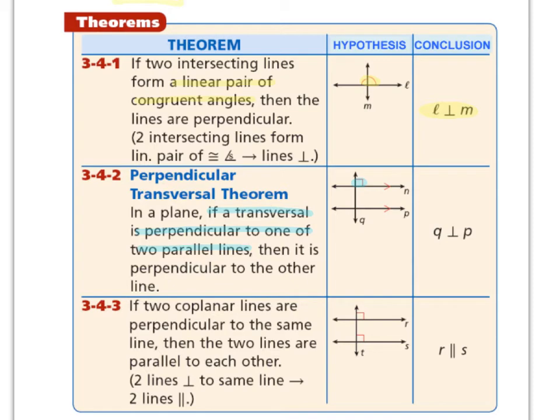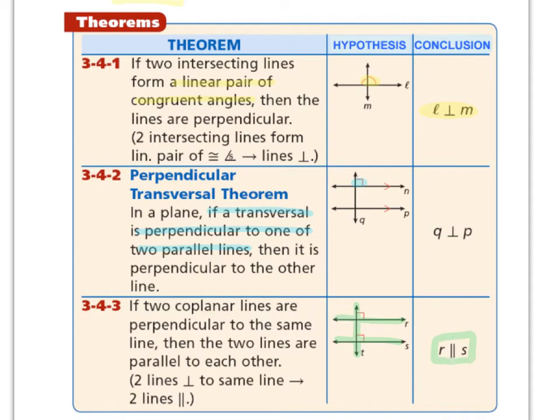3-4-3 kind of turns 3-4-2 around. And so what it says is, if two coplanar lines are perpendicular to the same line, then those two lines have to be parallel to each other. And that is the conclusion.